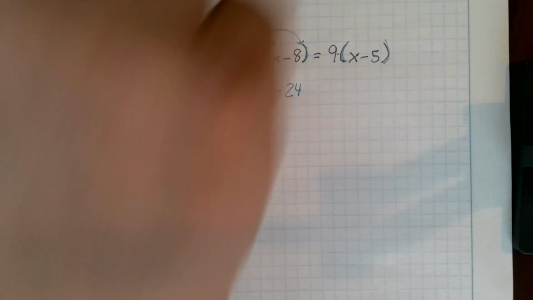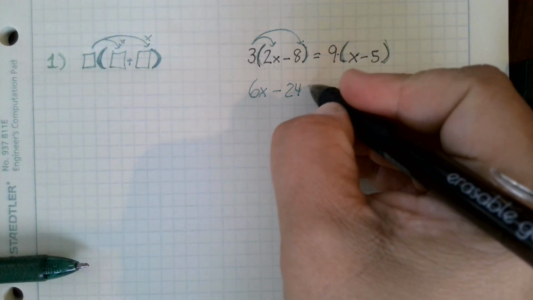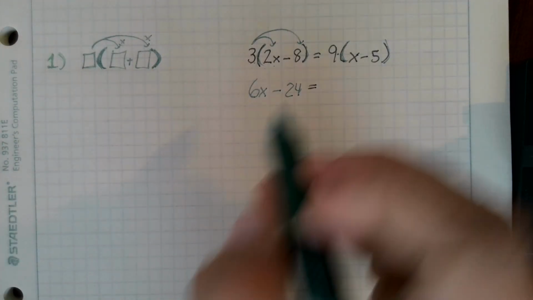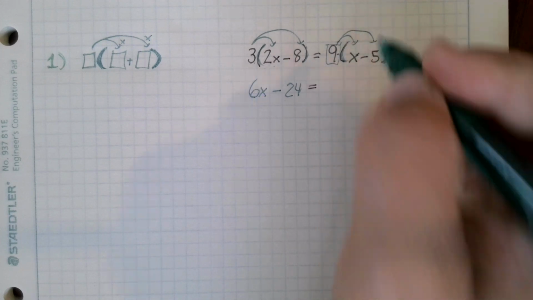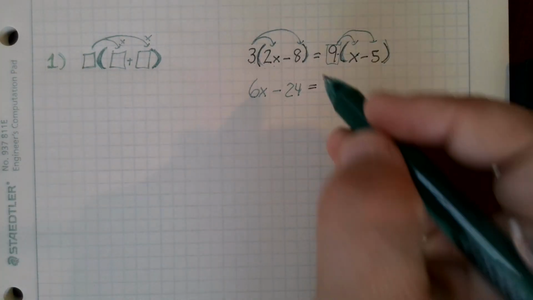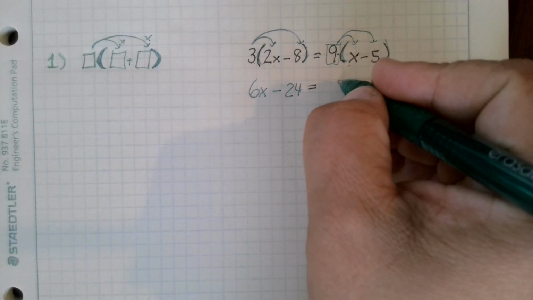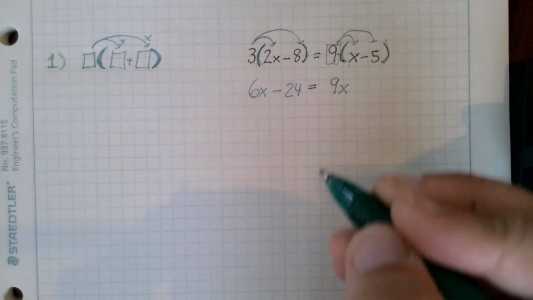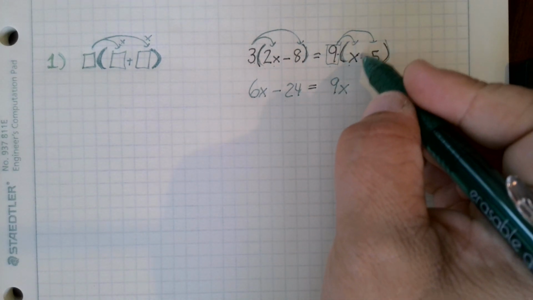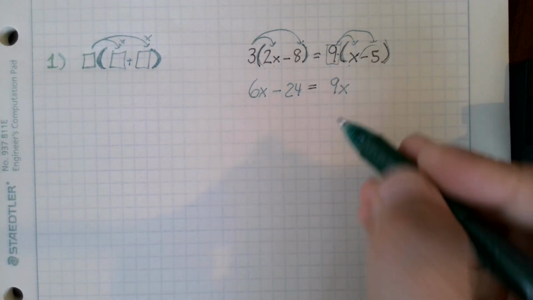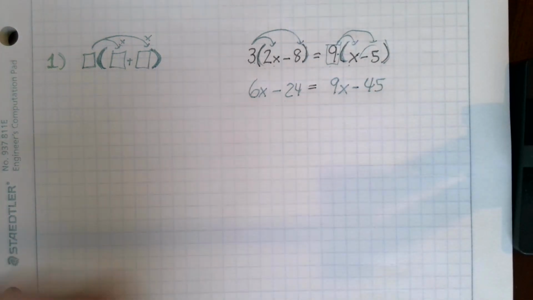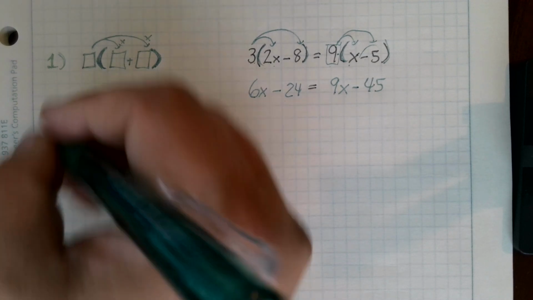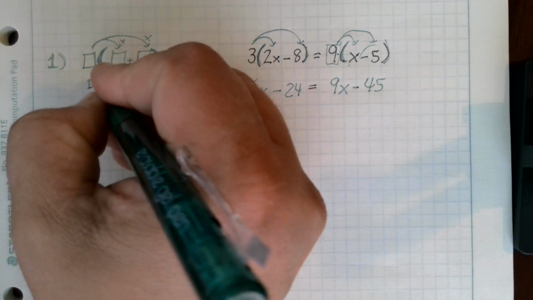Okay? Now we're going to do the other side, because there's another set over here. So we take this one in the front, we multiply it by both of the ones inside. 9 times x is 9x. 9 times minus 5, don't forget that minus, is minus 45. That's how you distribute, okay? This is called distribute.